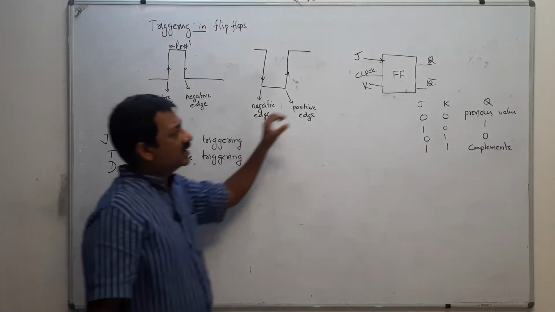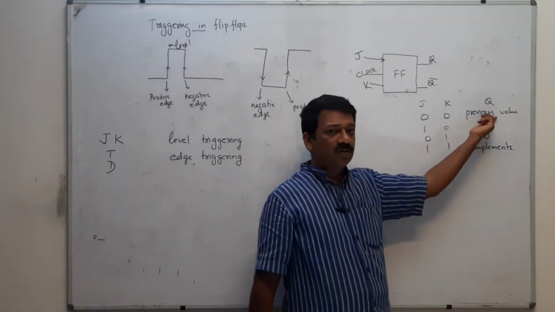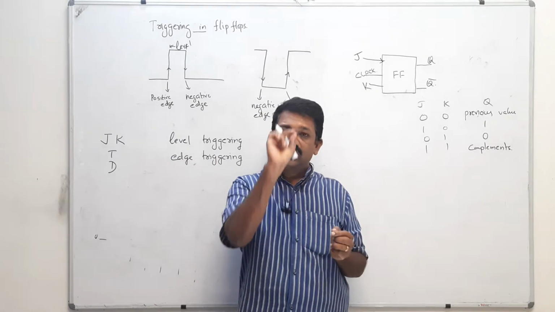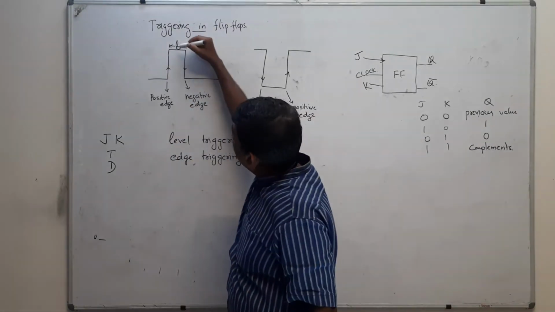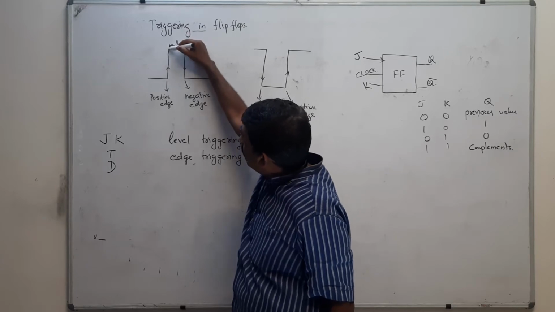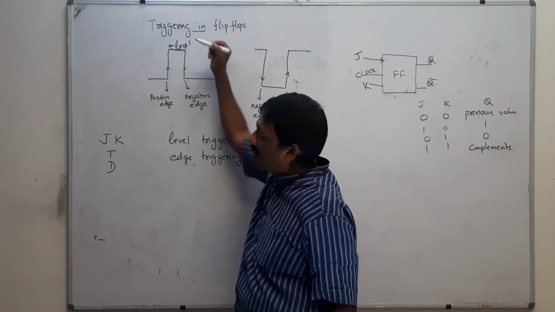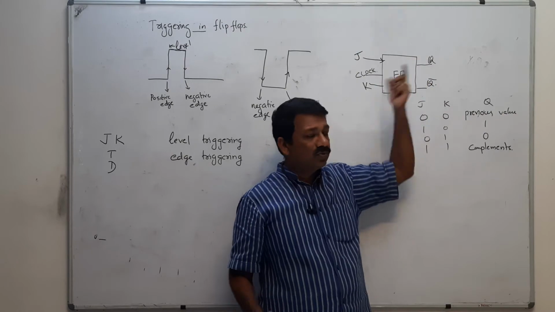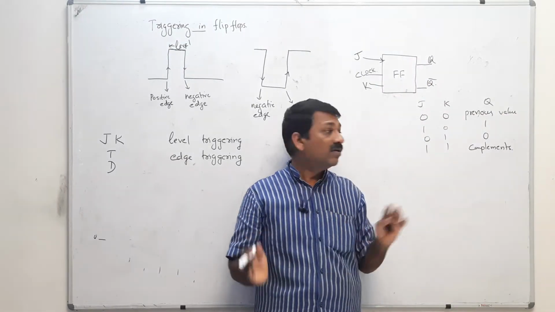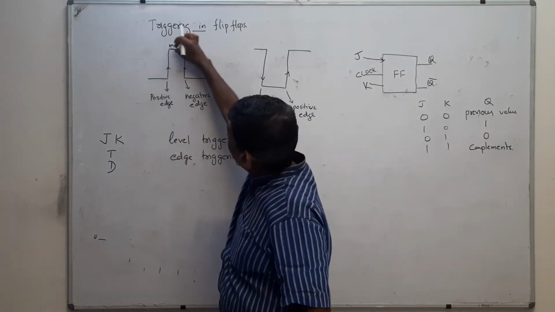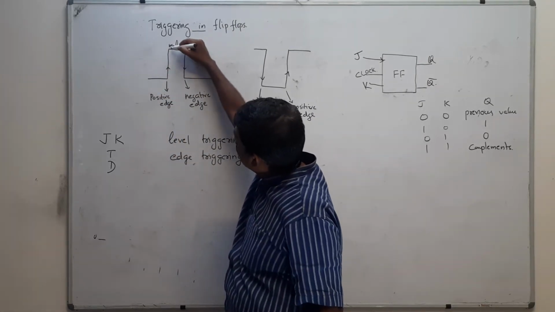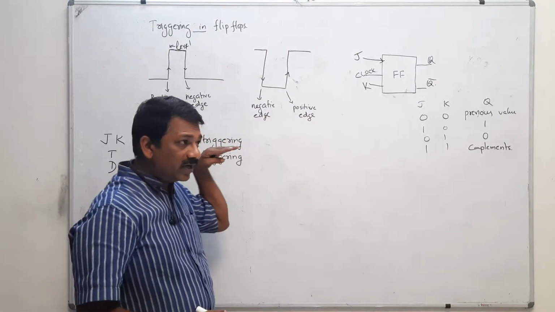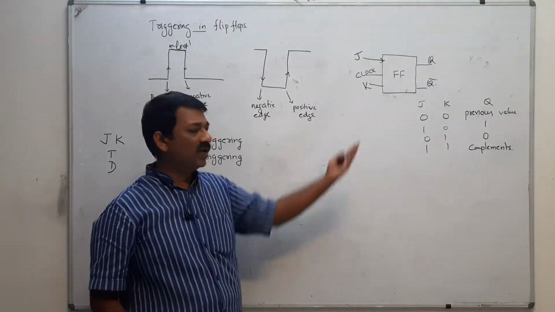So in a level triggering flip-flop, whether it has to store the previous value, or set, reset or complement, that is done when the clock is at the level. When the clock is staying in this level, that change will happen. The transition from the previous value of Q to the current value of Q happens when the clock is at this level, that is, from the positive to the negative edge, and when the clock is at that level, that change will happen.